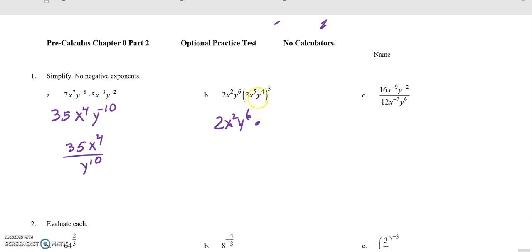this part first. This to the third will be 3 to the third. X to the 15th. We multiply the exponents in this situation. And now if I multiply out, it would be 4x to the 17th, y to the 18th.